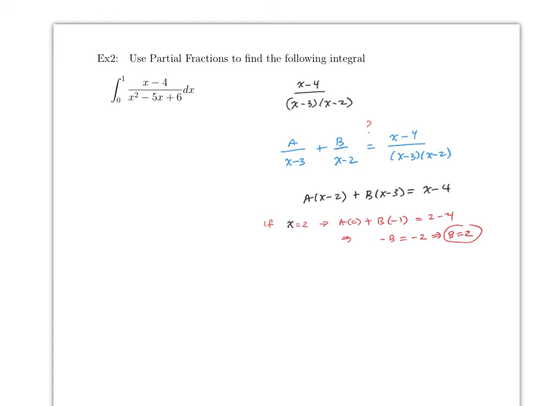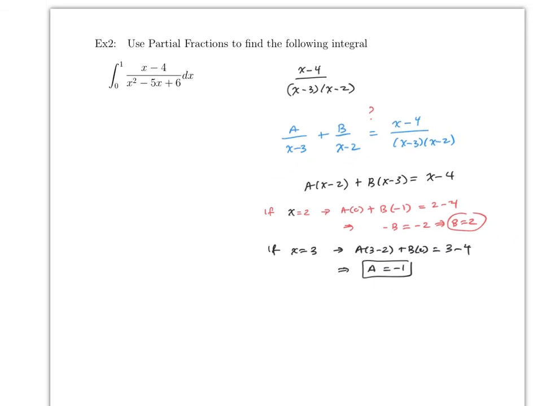Obviously, the next value you should pick is x equals 3. So if x is 3, then you will have A times 3 minus 2 plus B times 0, and it will be 3 minus 4, which you can see that A is equal to negative 1. Okay, so again, this was pretty easy, pretty fast, because these are linear factors and you only have two of them, and you should definitely do this every time you can.